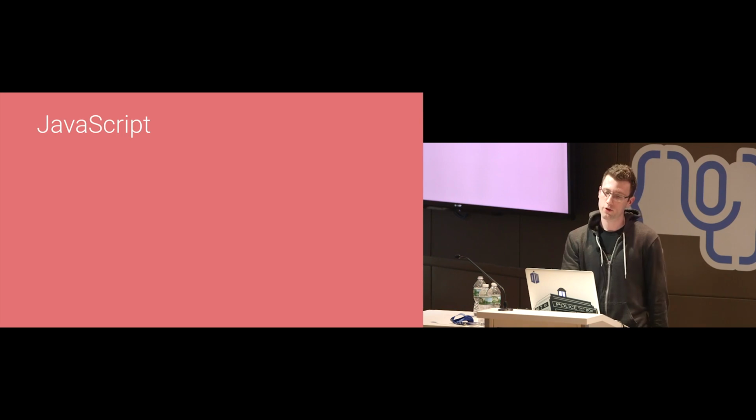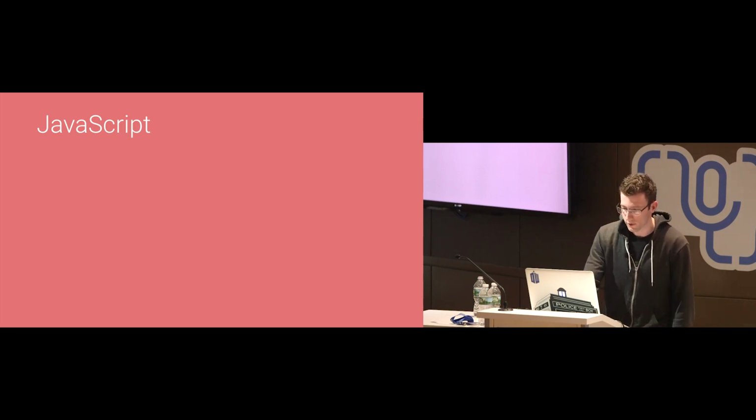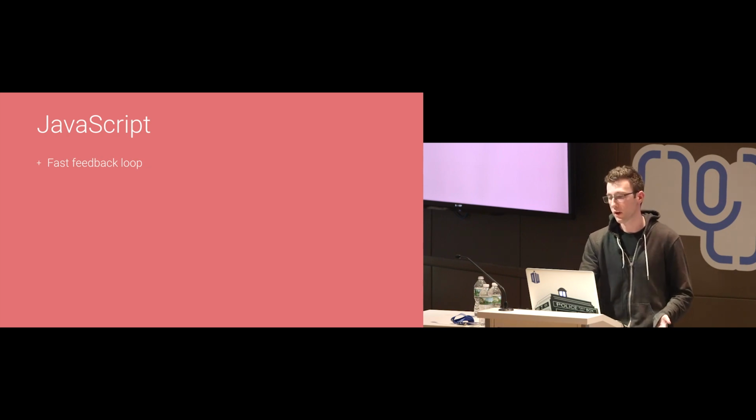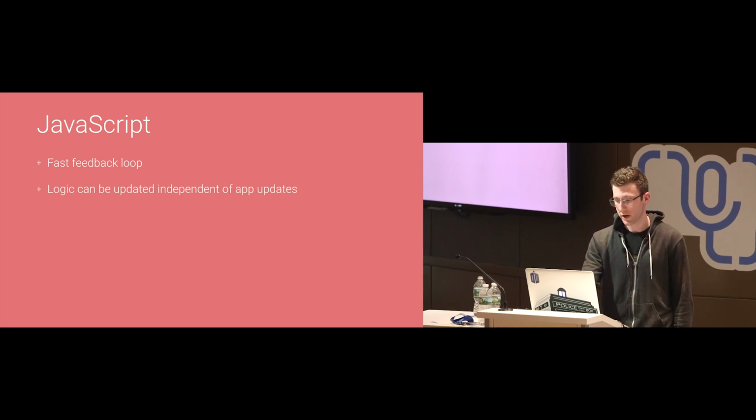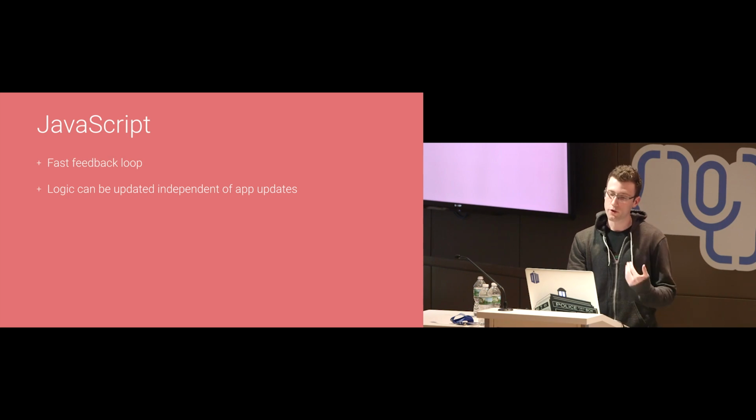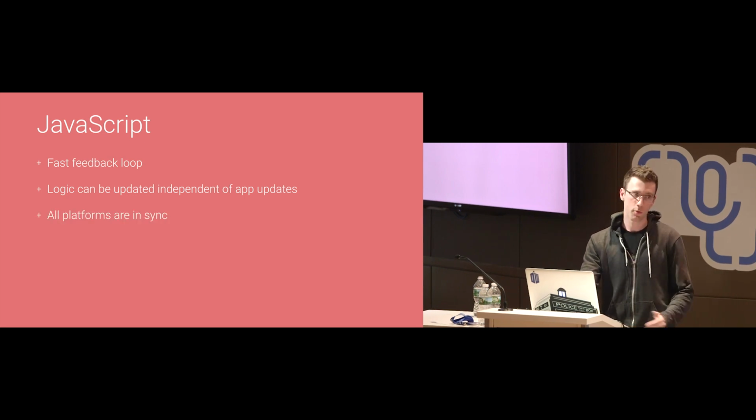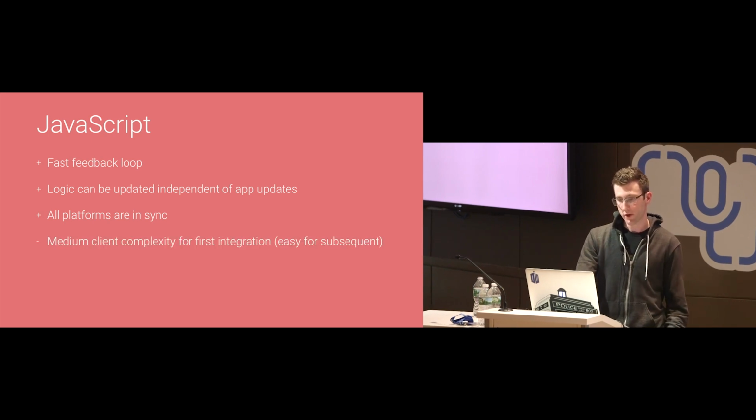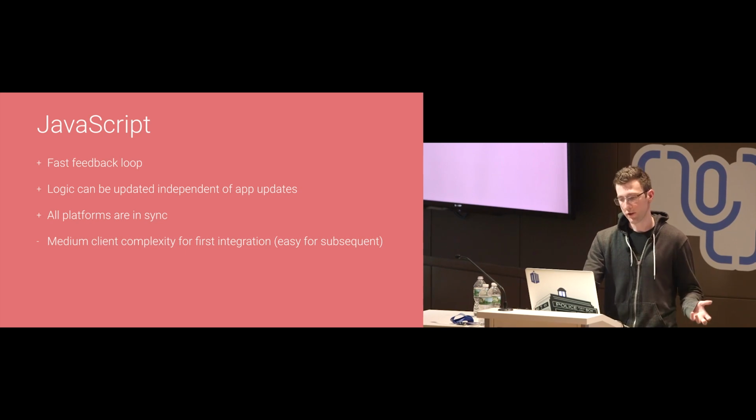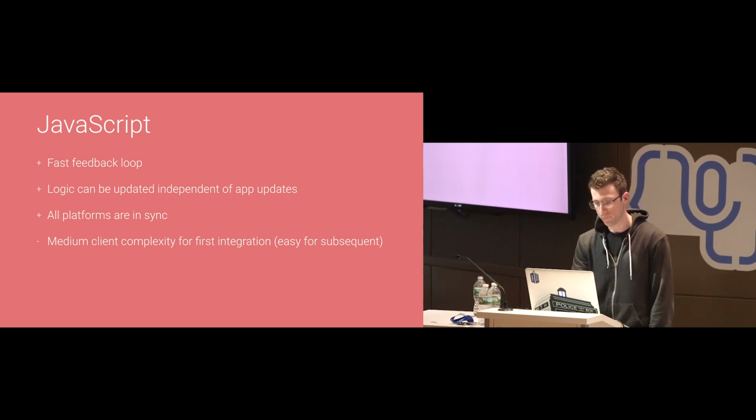All right, so how does this compare to our previous solutions? Well, once again, we have a fast feedback loop. All of this logic is executed on the client. The logic can be updated independent of our app updates. Just download new JavaScript. All of our platforms are in sync because they're not writing this logic. However, it's medium client complexity for the first JavaScript integration you write because you have to write this whole pipeline. However, once you've done it once, adding new methods is really easy. It's just a few lines of code.